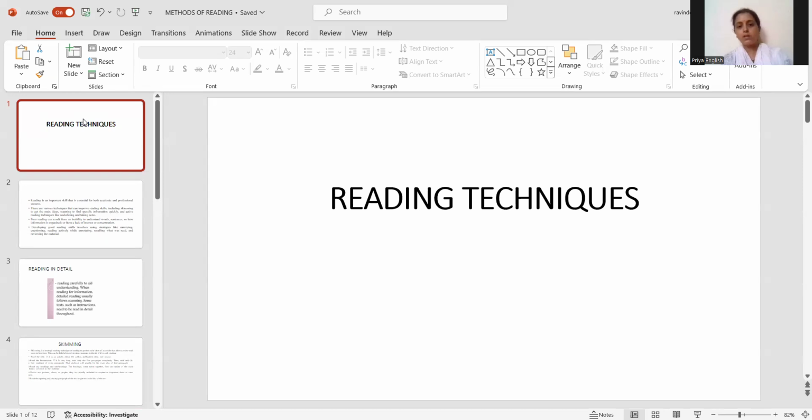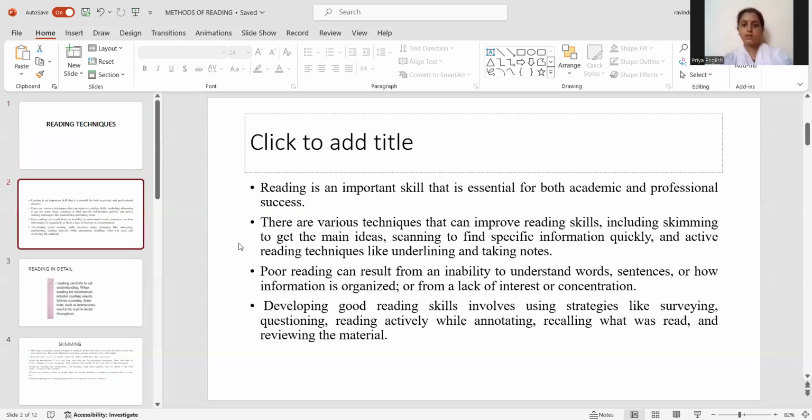So today we are here to discuss the reading techniques, that is, how effective reading should be done. Everybody has to keep in mind that to master yourself in reading, there are certain techniques which you should follow. Here we'll discuss the different techniques. First, just have an overall idea about what reading is.